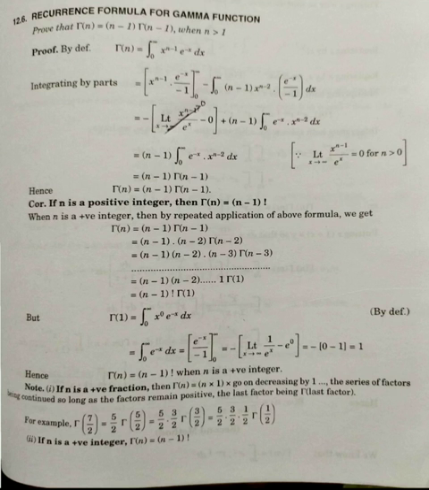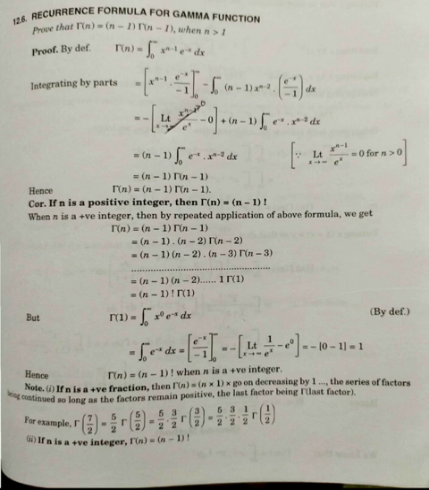Next, take down the corollary. This is also important. If n is a positive integer, then gamma of n is equal to n minus 1 factorial. But previously you have to prove that gamma of n equal to n minus 1 gamma of n minus 1. For the corollary, gamma can be expressed in the form of factorial, that is n minus 1 factorial.